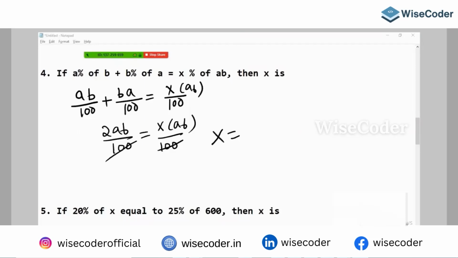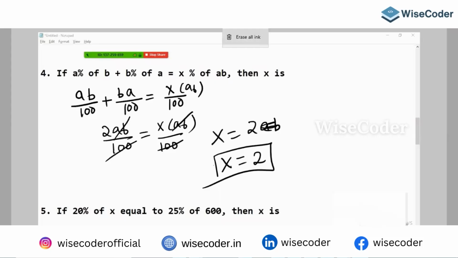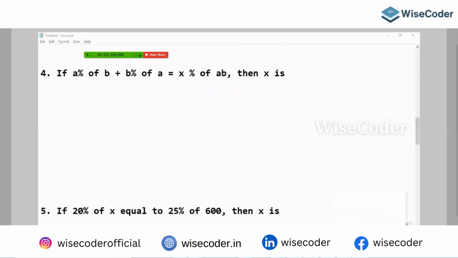So I want X. 2AB, you can cancel here, no? AB, AB. So that's how you can get X is equal to 2. Very simple question. It's just calculating; how you are solving the questions is important. Okay, let's try to solve this question.